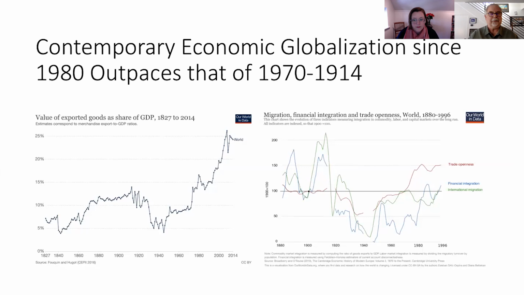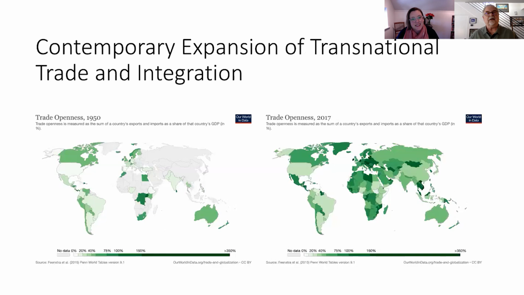So then, another way to look at this is the expansion of transnational trade and integration sort of visually, right? And this is the percentage of GDP generated by overseas trade, if you like. And you can see there's been a massive change between 1950 and 2017. All of the world is more connected and more reliant, right, on international trade than it was in the middle of the 20th century.